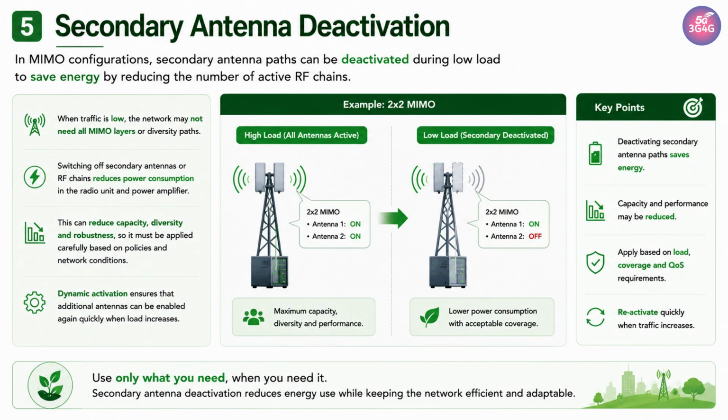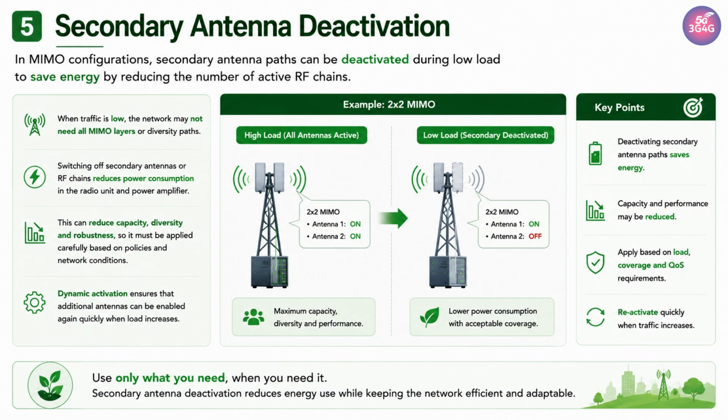Another early mechanism is secondary antenna deactivation. This applies in the context of MIMO, where multiple antennas or antenna paths are used to improve performance, diversity, and capacity. During high load periods, the network may benefit from keeping multiple MIMO paths active. But when traffic is low, the network may not need all those layers or diversity paths. So one option is to deactivate secondary antenna paths. This can reduce energy consumption because fewer RF chains and associated components need to remain active.